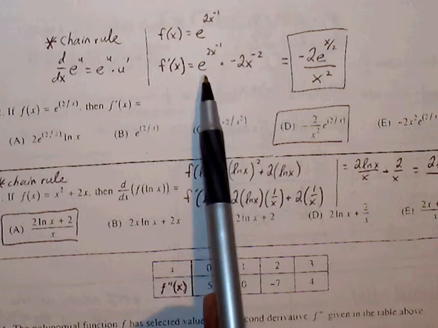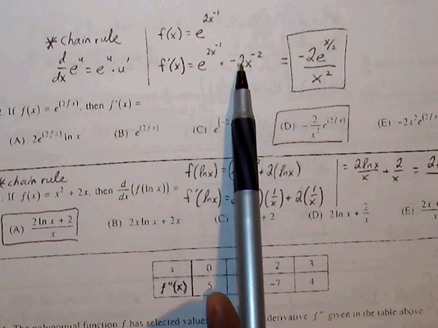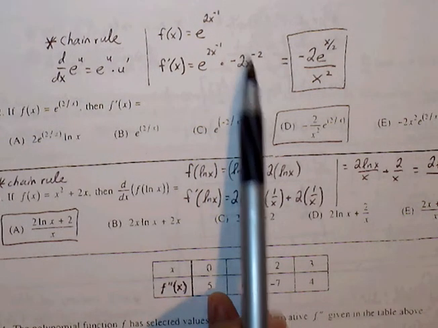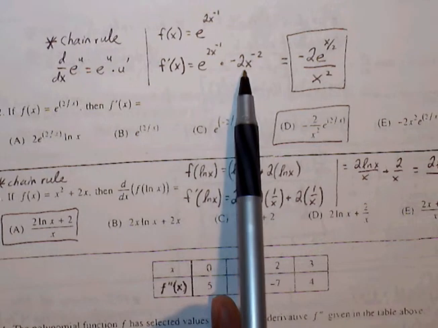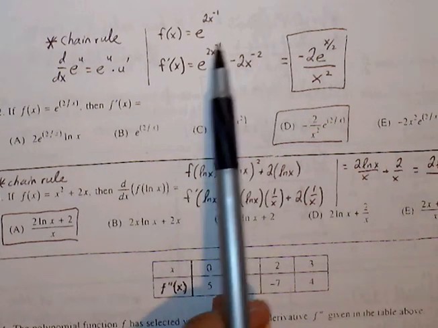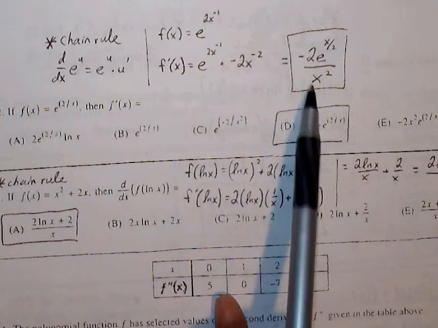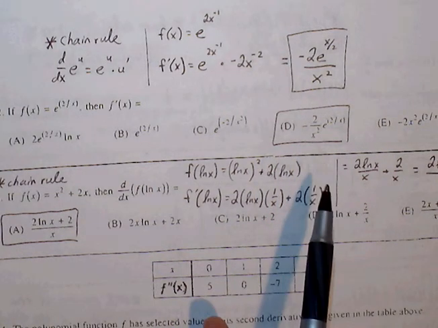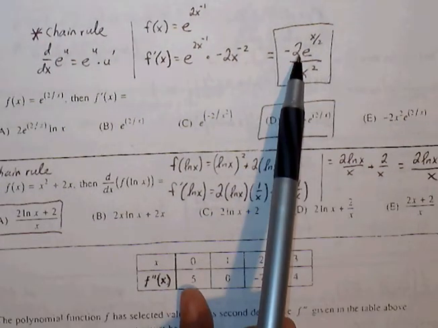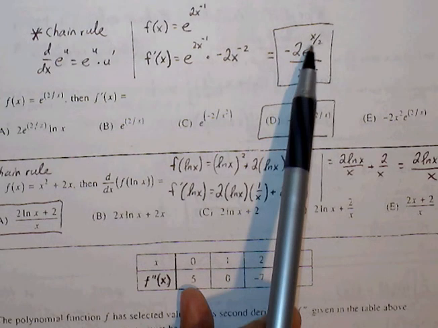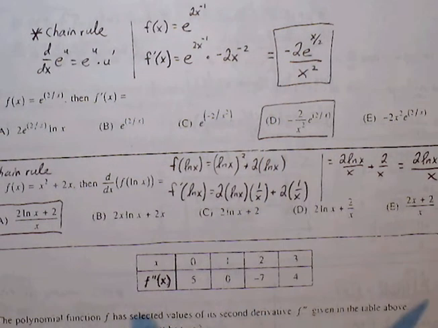Okay, so my rewritten function is e to the 2x to the -1, and the derivative of e to the u is e to the u times u prime. So the derivative of 2x to the -1 is simply -2x to the -2. And if we clean this up to match with one of our answer choices, I'm going to write it as -2e to the 2 over x divided by x squared.